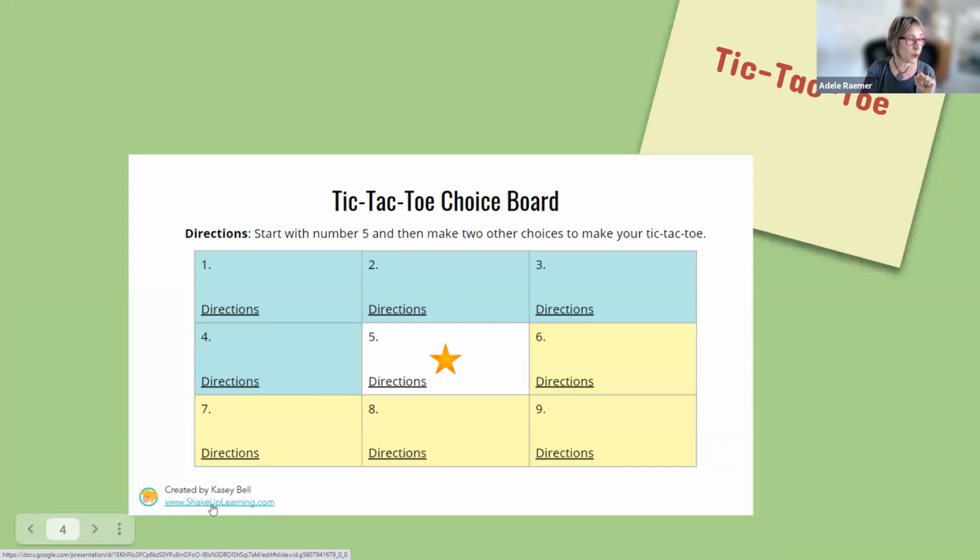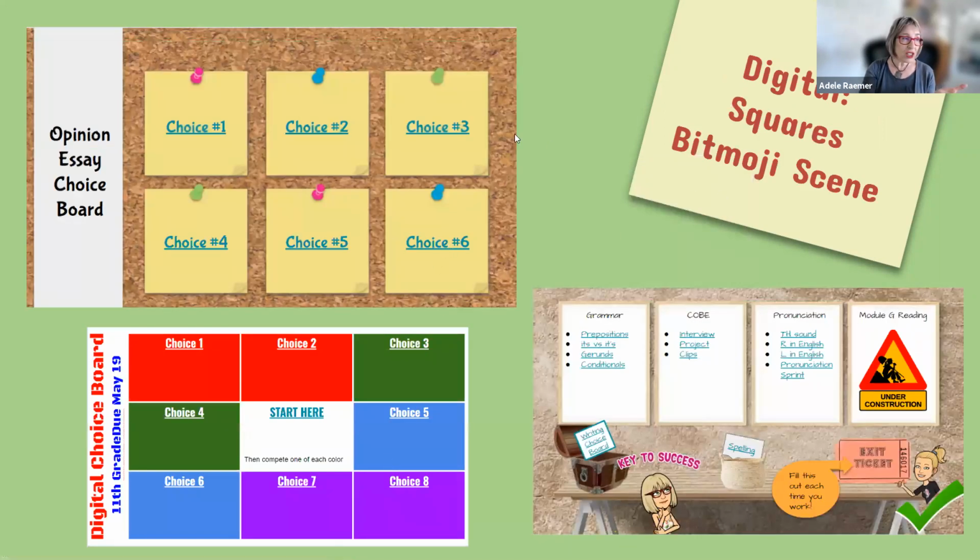So this one was created by Casey Bell, who is Ms. Shake Up Learning, and she's wonderful. If you don't follow her, I recommend you do. So that's a tic-tac-toe board. Again, it could be physical on the wall, on a piece of paper, or it could be digital. Digital can be like with little Post-its, or this one, these are all made on Google Slides actually, or it can be a Bitmoji scene, which has gotten really hot this past year, especially in the different learning environments.